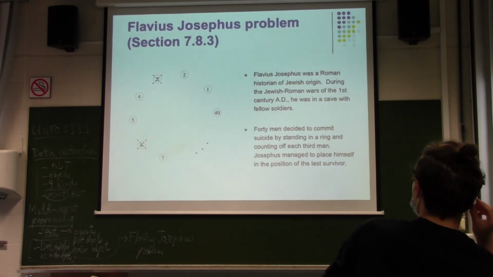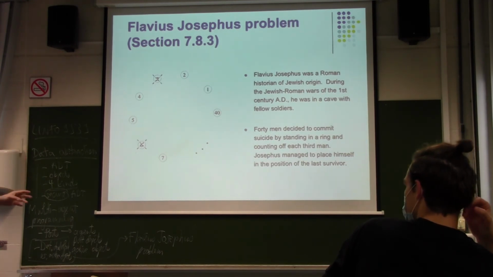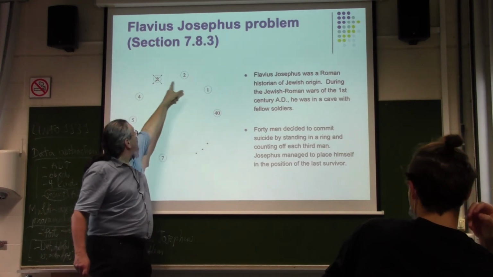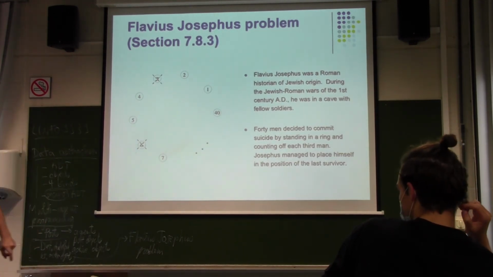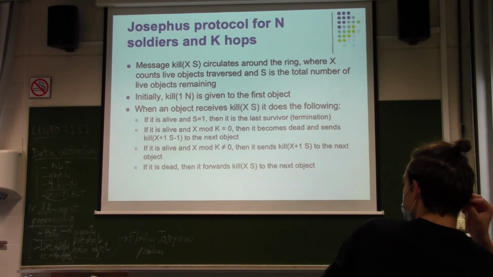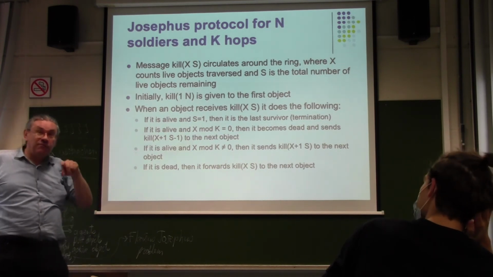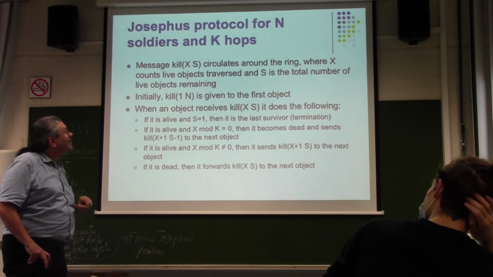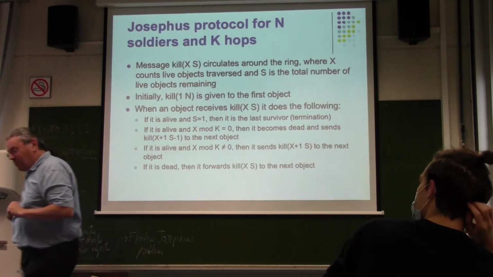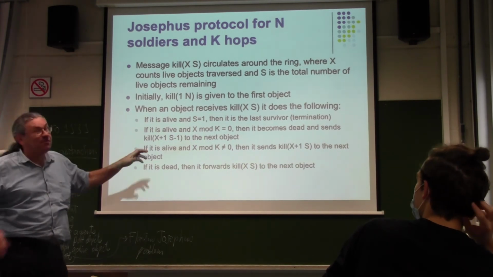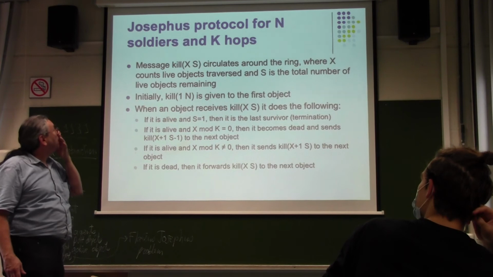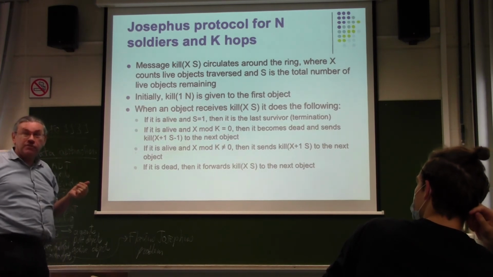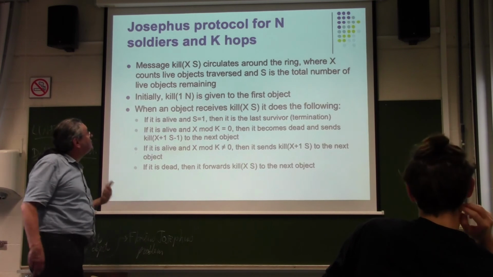So you have n soldiers, and k is the number of steps you count. Here I have 40 soldiers, and you count 3. But you could do it for any n and k. So you can actually define a program that solves this problem for any n and k, and tells you what is the position of the last survivor. Of course, Josephus didn't have that ability, but now we can do that, and you can even do it for thousands of soldiers in very complicated cases. So it's actually a very interesting function, and mathematicians have studied this function and so on.